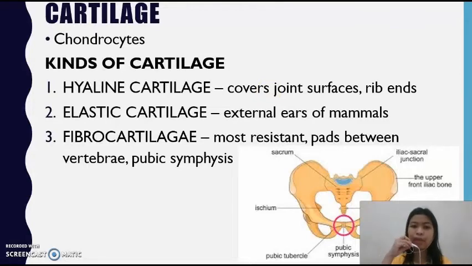Next, number 2, we have elastic cartilage. So, we can find elastic cartilage in the external ears of the mammals. So, sa ears ng mammals, nandun yun sa atin.